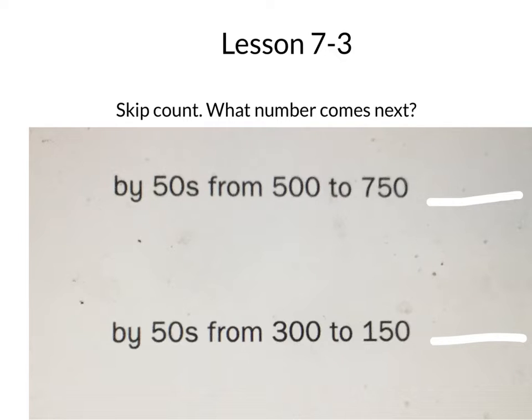You're going to count by 50s from 500 to 750. And then I'm curious what number comes next. So go ahead and do that for me, the skip counting, and what number comes next. That's right, 800.